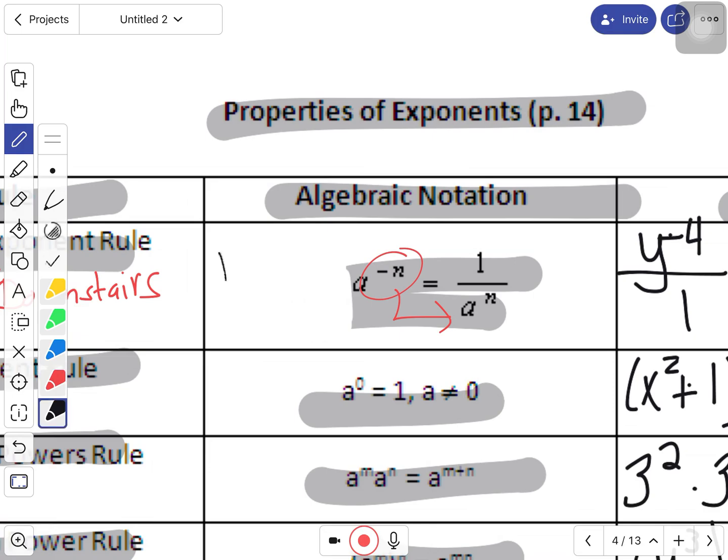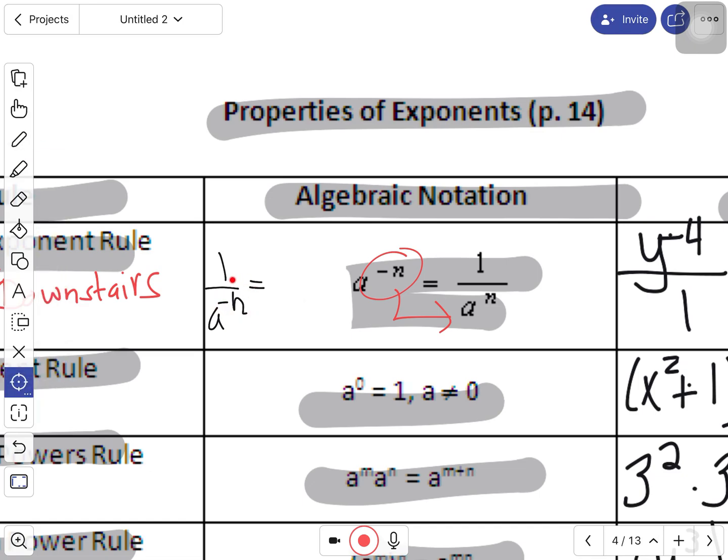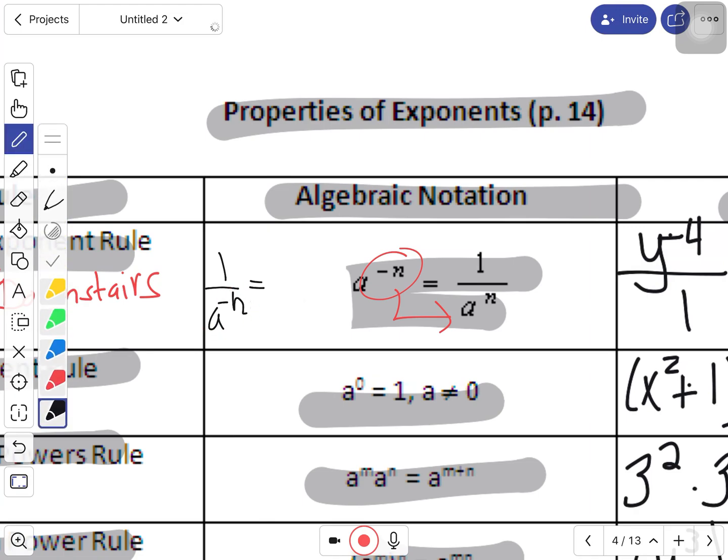for instance, if you had 1 over a to the negative nth, to get rid of that negative exponent, that negative n right there, because this guy is bad, we have to get rid of him. It's negative n in the bottom, so we have to bump it upstairs. So a to the nth gets a promotion. And you can put it over 1 if you want to, but that's not required.